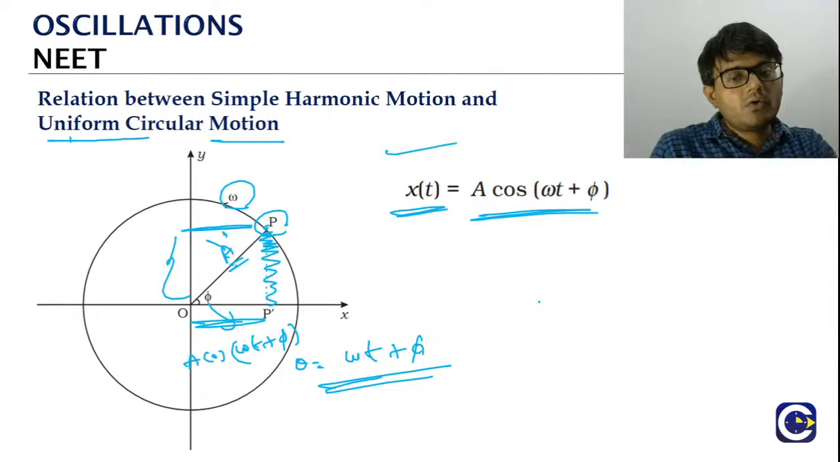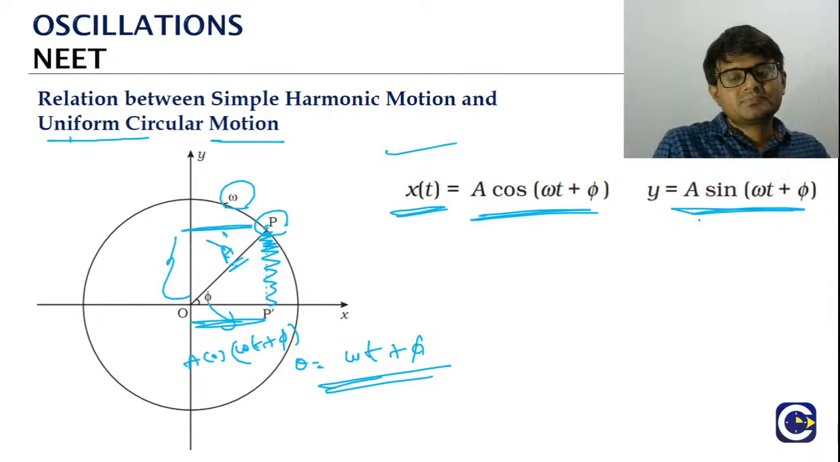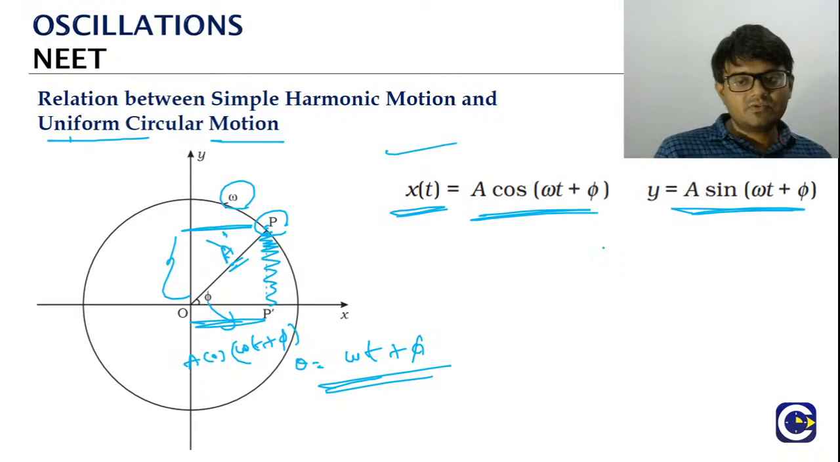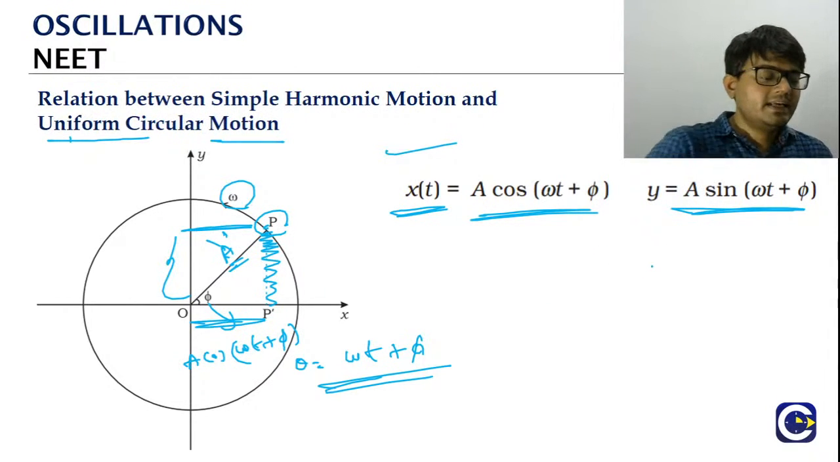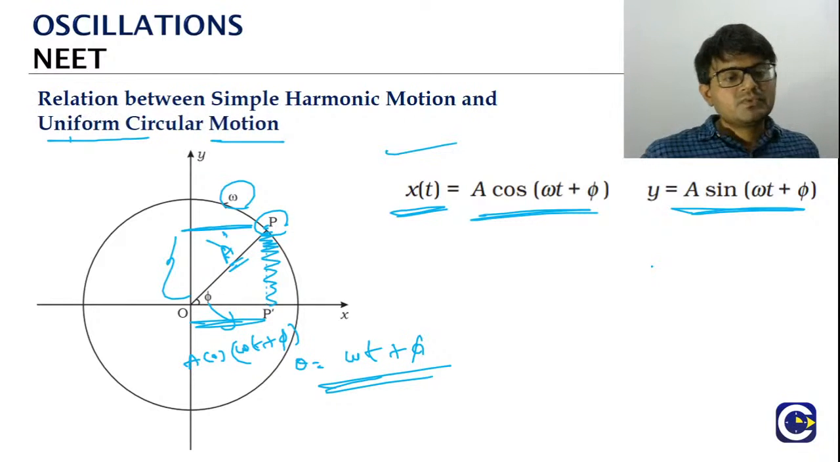What is this? This is the y coordinate. Look, so what will that be? It will come as a sin function. So what is it? A sin(omega t plus phi). So if you have a particle which is in uniform circular motion, the x coordinate of the particle with respect to time, and similarly the y coordinate, what are they going to give us? The equations of the SHM.